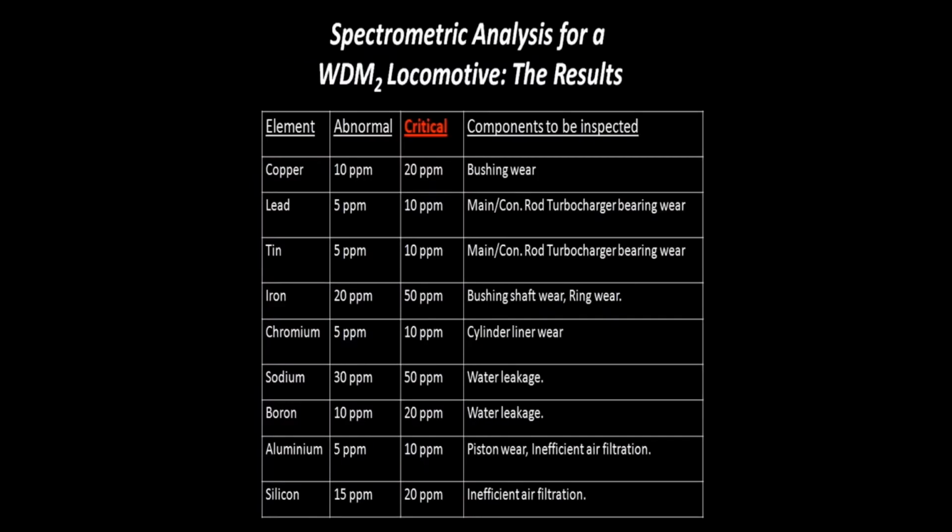The wear metal concentrations below abnormal can actually be tolerated. However, abnormal and above, that is critical, need to be rectified with suitable corrective actions such as replacing the worn components. For example, during testing of lube oil of a WDM2 locomotive, if the concentration of chromium goes beyond 5 ppm, the cylinder liner present in the engine block needs to be inspected for wear of its inner chrome plating.